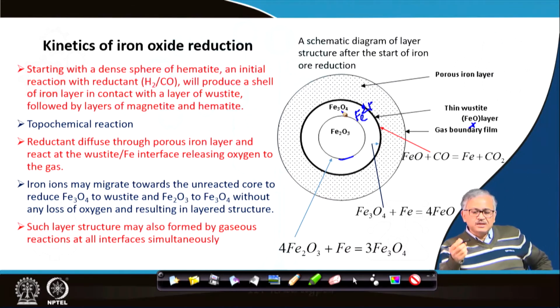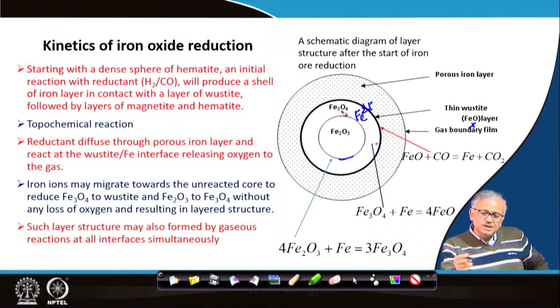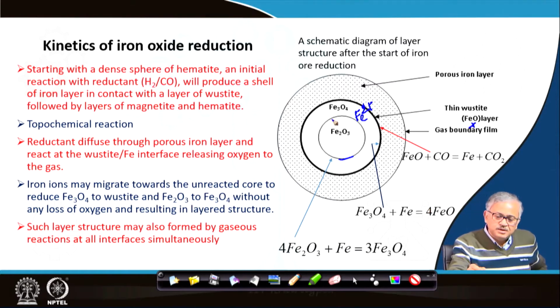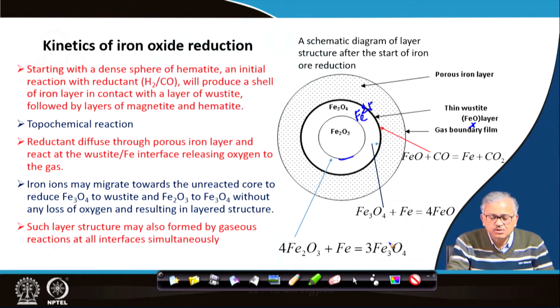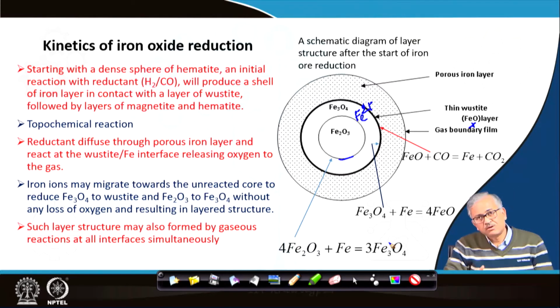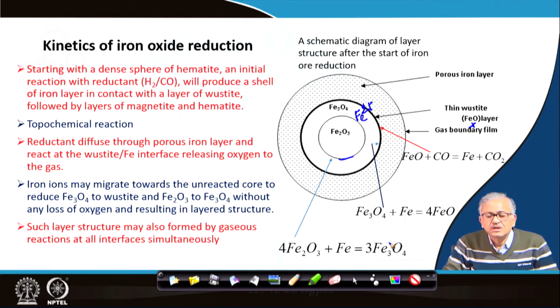So it is likely that Fe ions can diffuse from the iron layer to the Fe3O4-FeO interface, and this reaction can take place, and then this iron ion can further permeate through the magnetite layer and reach the Fe2O3-Fe3O4 interface, and reduce Fe2O3 to Fe3O4. So it is possible. Also, at all these interfaces the reaction can take place by the gaseous reductant. It is likely, because after Fe2O3 is converted to Fe3O4, a lot of porosities are generated that also help in permeation of the gas.